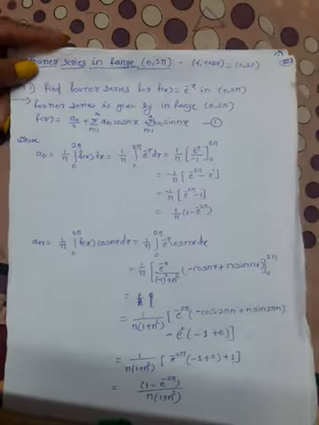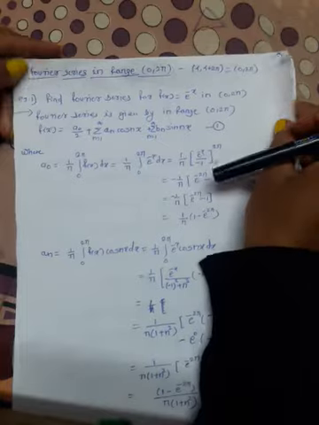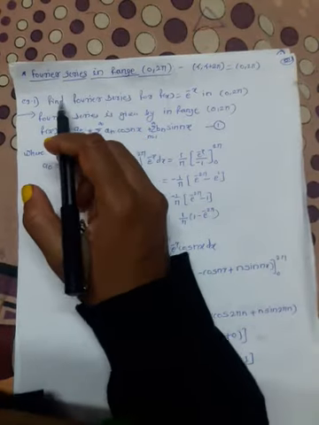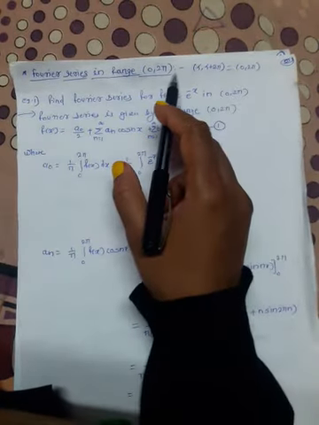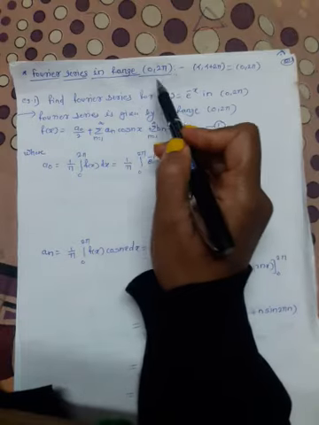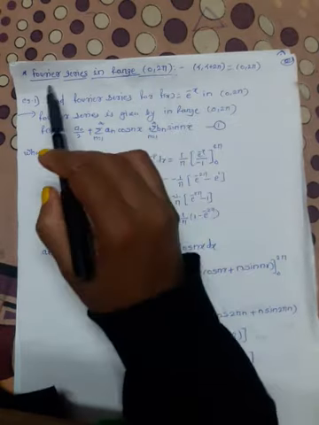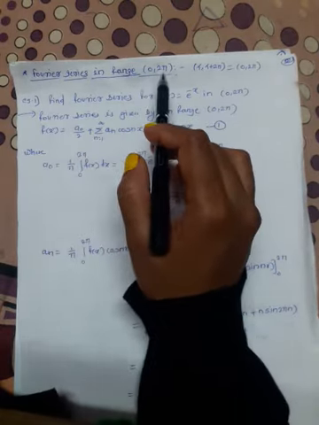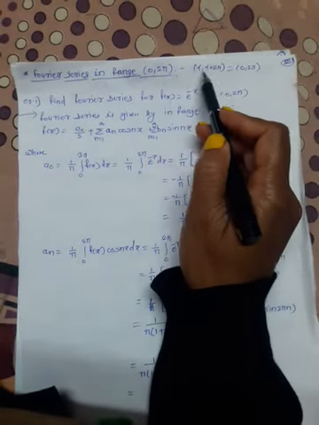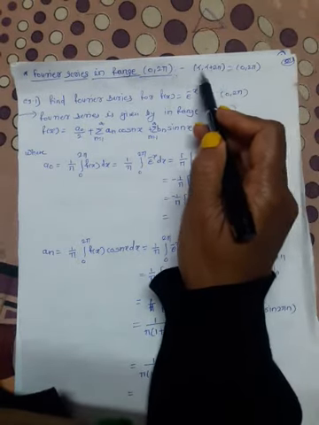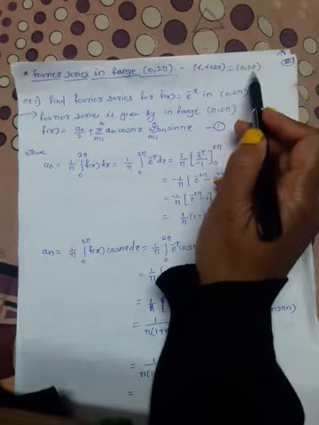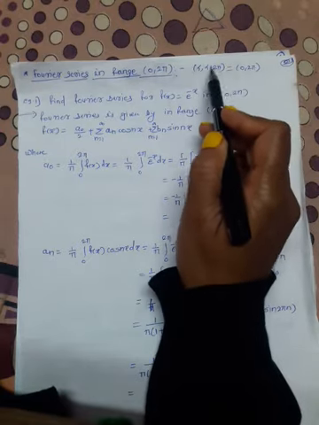Now the first type. There are types depending on the intervals. First we are going to see the interval of 0 to 2 pi. Okay, Fourier series in the range 0 to 2 pi. Alpha comma alpha plus 2 pi range becomes 0 to 2 pi. That means alpha is 0 here.